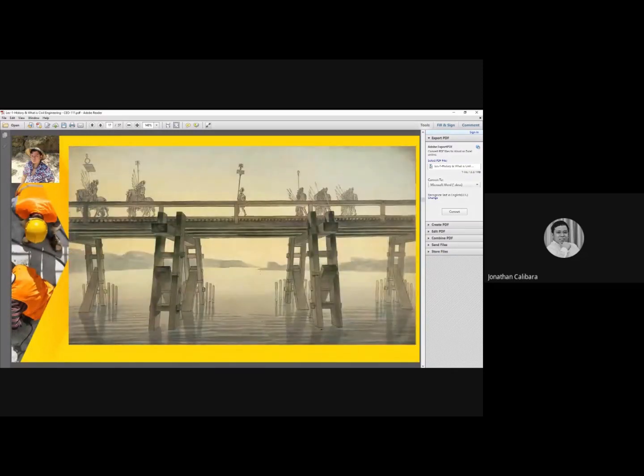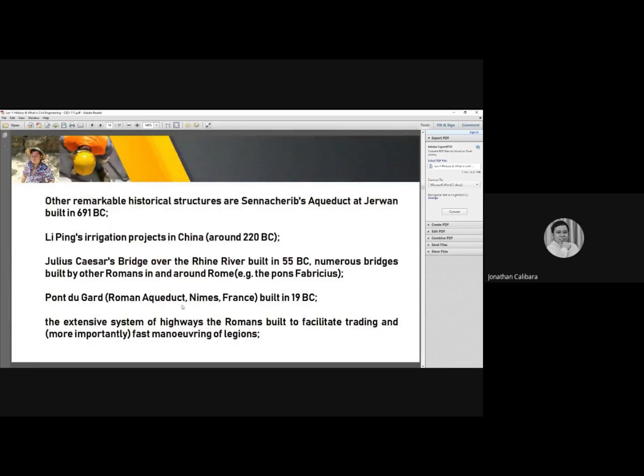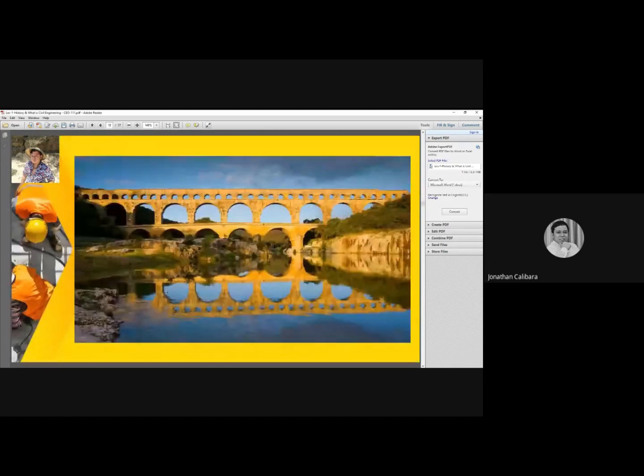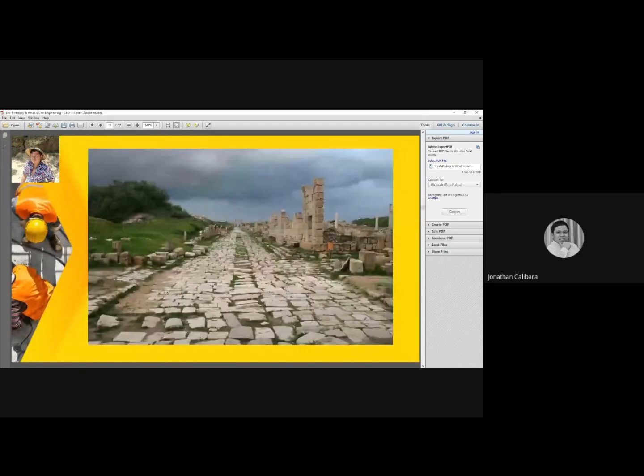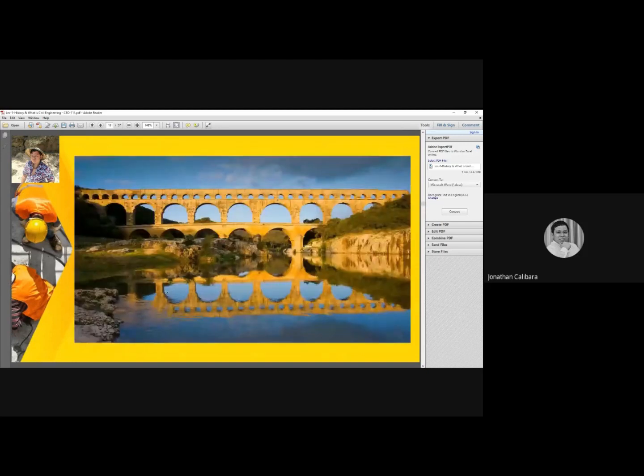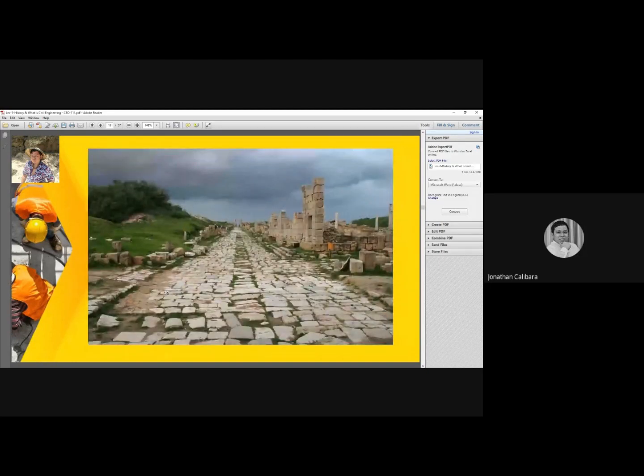And next is Pont du Gard, a Roman aqueduct. So it is also an aqueduct, in France. So mostly these are in Europe. The last one is the extensive system of Roman highways. This is the highway, but their highways in the beginning, as you see in the picture, were just stones. They needed to be plastered. So in the beginning it was okay. So that was the engineering in the past.